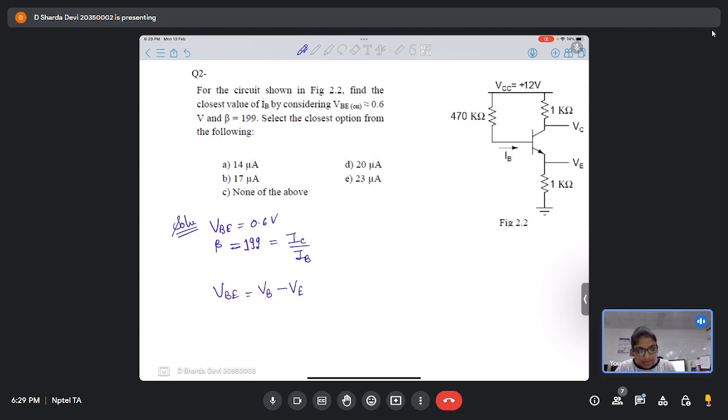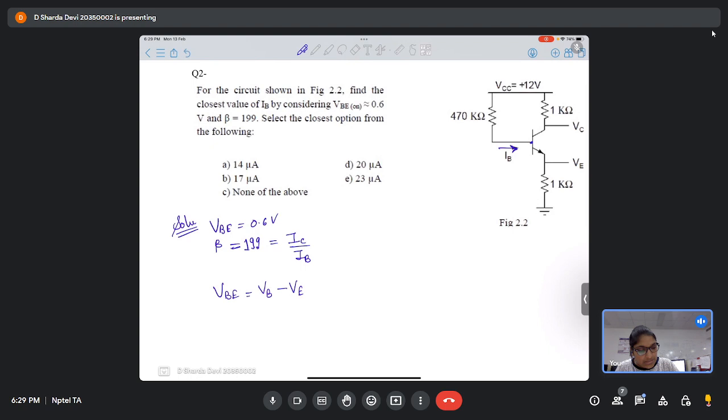So in the circuit, you know VBE and you know this beta, that is the ratio of IC and IB, and you have to find out IB. So how will we solve? What is the first thought that comes to your mind when you look at this circuit? This is the current that we need to find out, right? So how will we solve it?